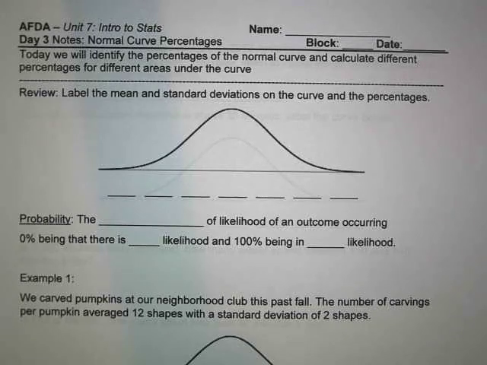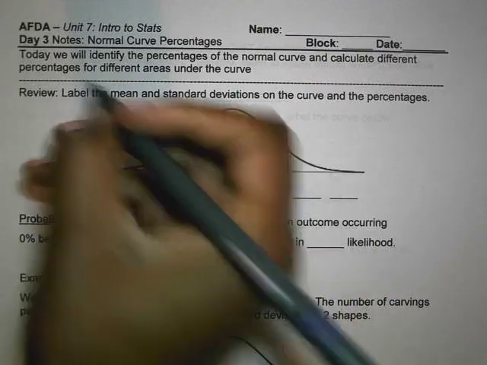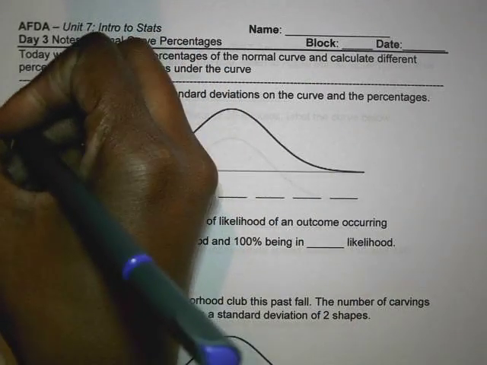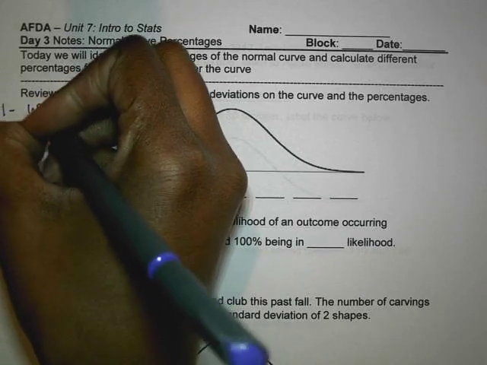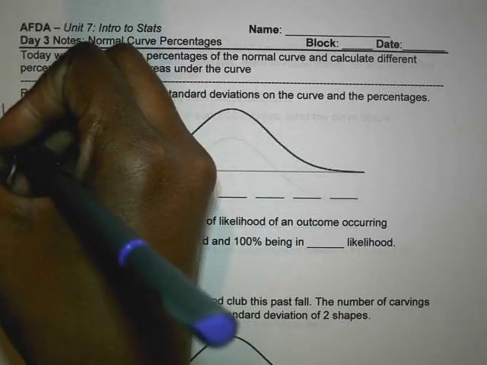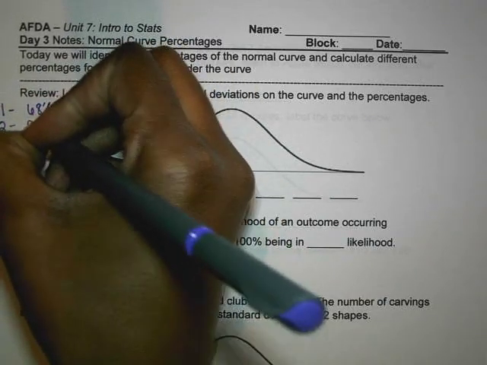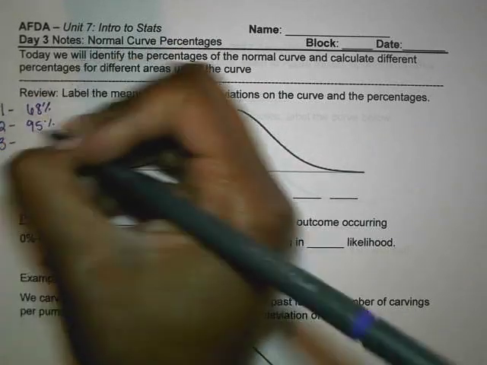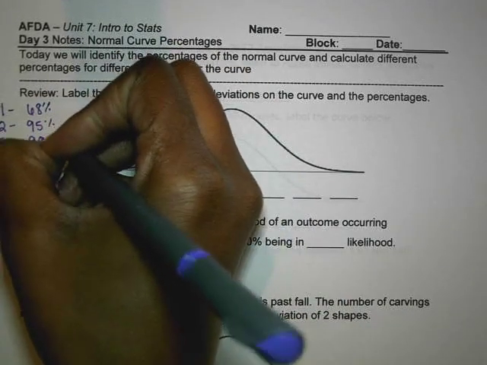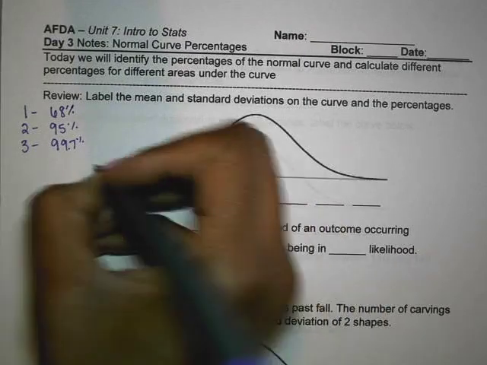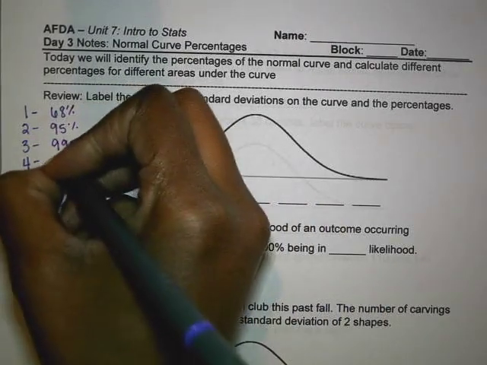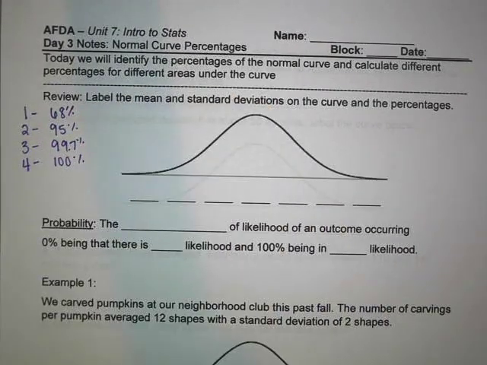Alright guys, so for day 3 we talked about normal curve percentages, kind of just to test our knowledge on what we learned from day 2. So we know that there are 3 different types of numbers that we need to know. 1 deviation away from the mean is 68% of the data. 2 deviations away is 95% of the data, and 3 deviations is 99.7. If we decide to go out to 4 deviations, that would be the full 100% of data.